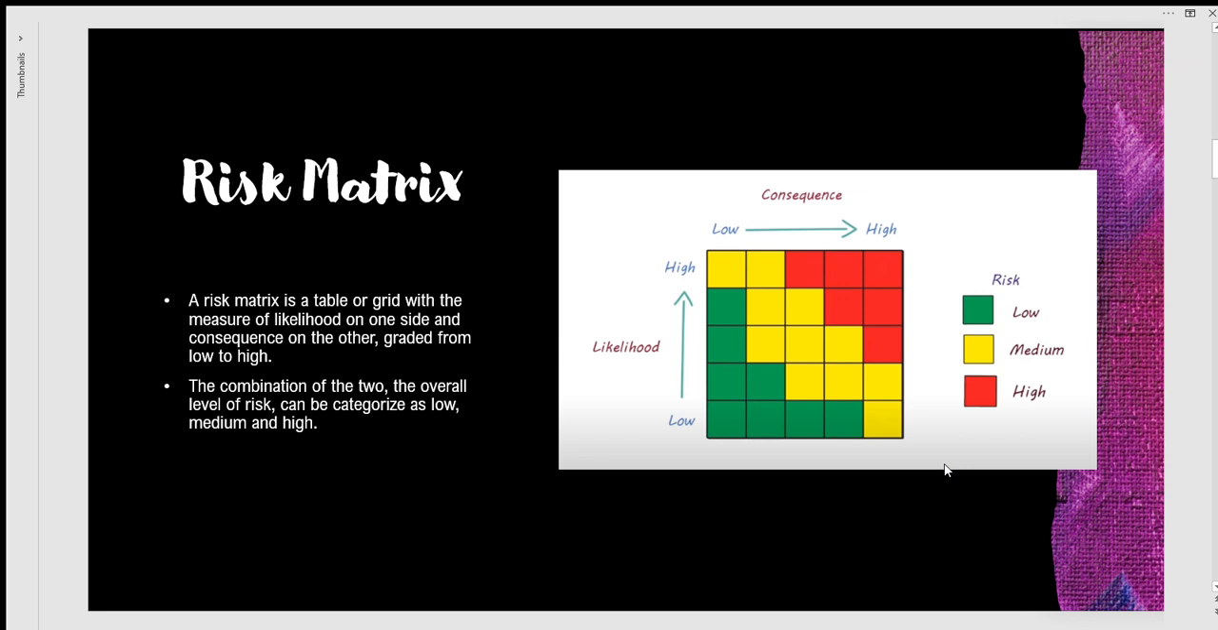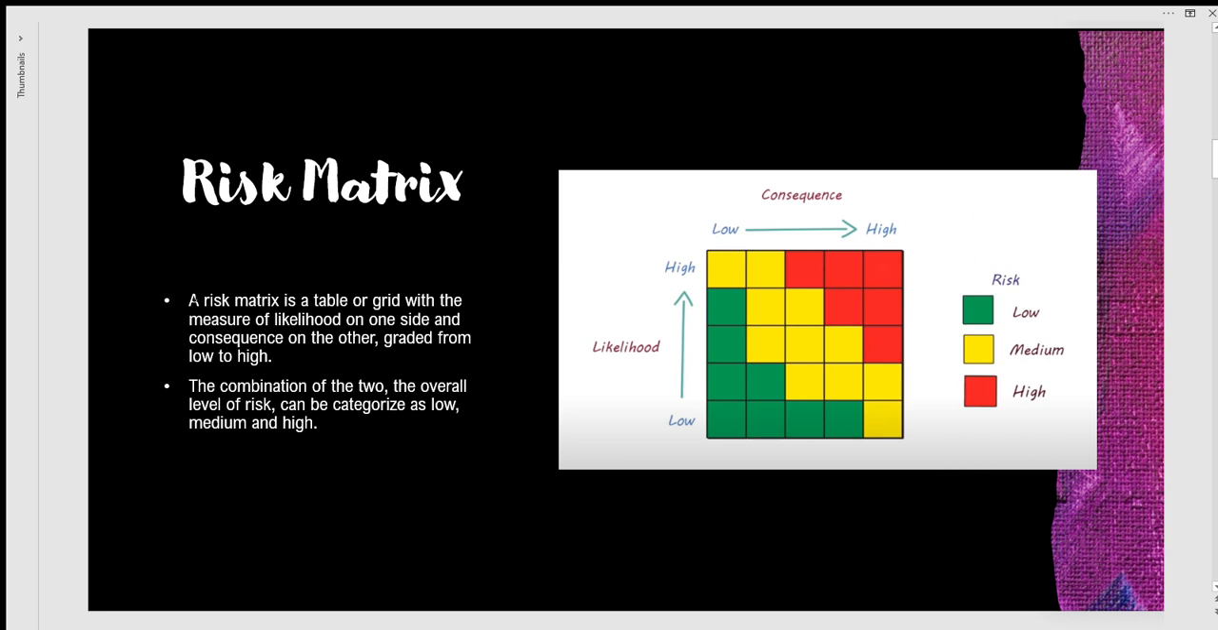So this is an example of risk matrix. A risk matrix is a table or grid with the measurement of likelihood on one side and consequence on the other, graded from low to high. The combination of the two, the overall level of risk, can be categorized as low, medium, and high.